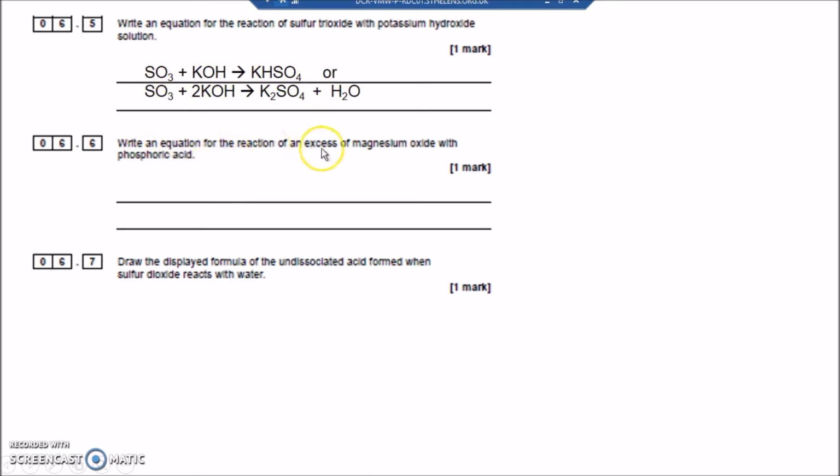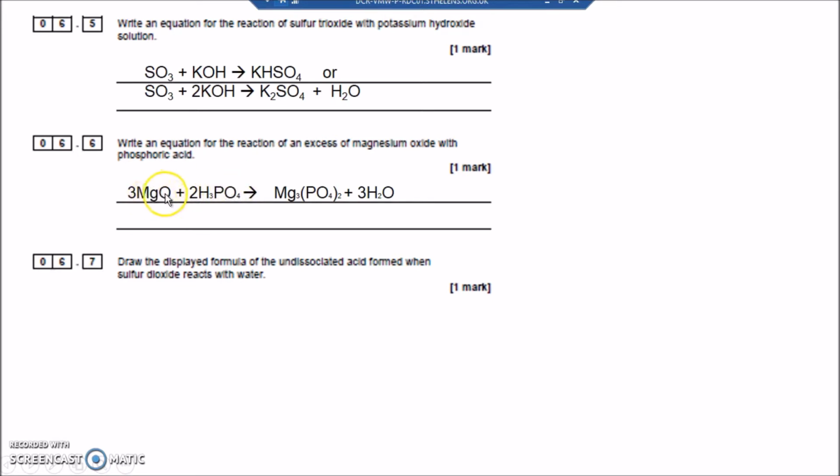Write an equation for the reaction of excess magnesium oxide with phosphoric acid. So phosphoric acid is H3PO4. A phosphate ion is a 3- ion, PO4. Again, you could have worked that out with phosphorus in group 5, 4 -2s is -8, so 3-. Hydrogen is +1, so I'm going to need 3 of those to balance up the 3- on the phosphate ion.